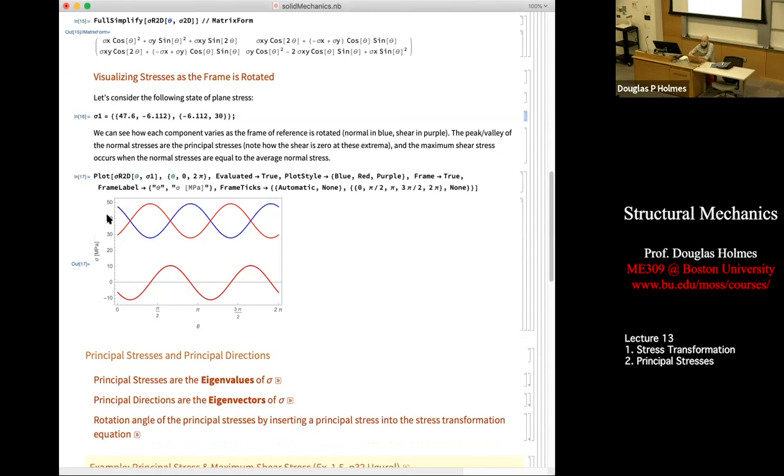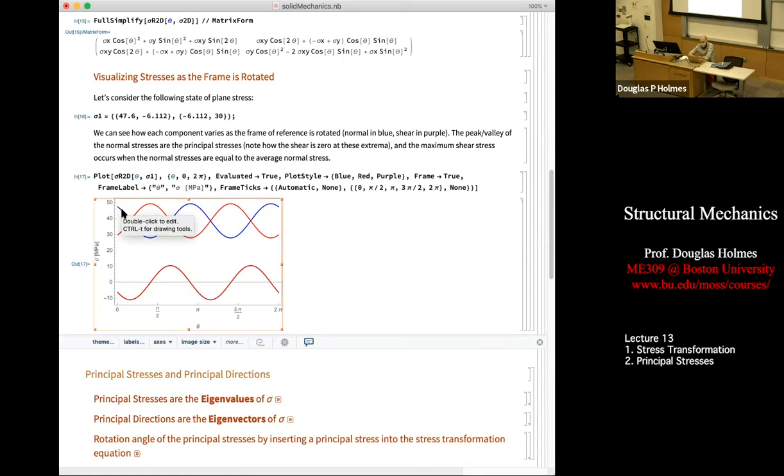But look what's happening. As we rotate theta, our normal stress in the x direction is decreasing. Our normal stress in the y direction is increasing. And there's a special point that happens. There's a point at which the stress in x is equal to the stress in y. That's this intersection point here. And what do you notice about this graph when these two terms are equal to each other?